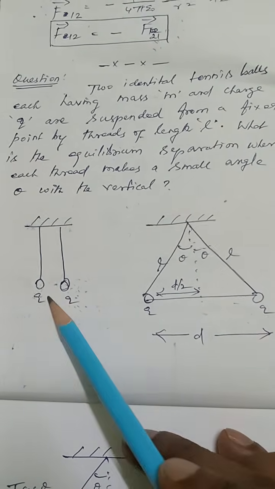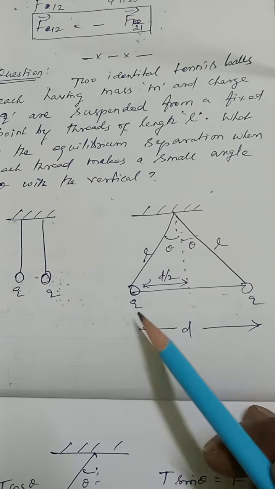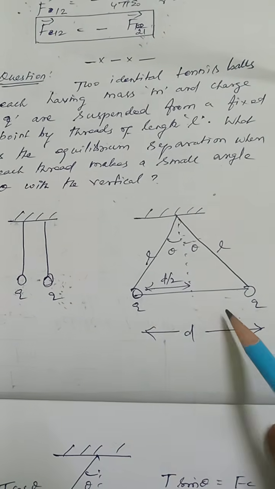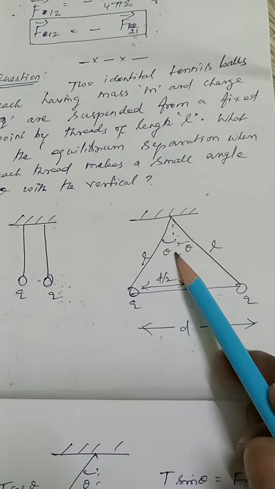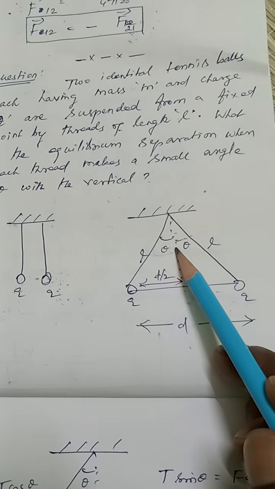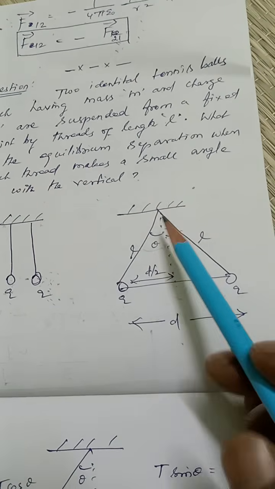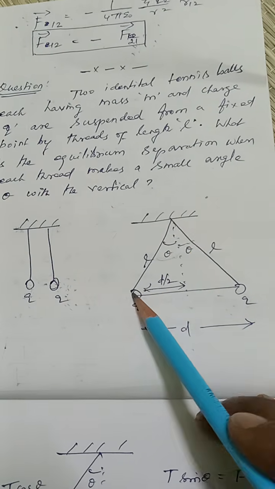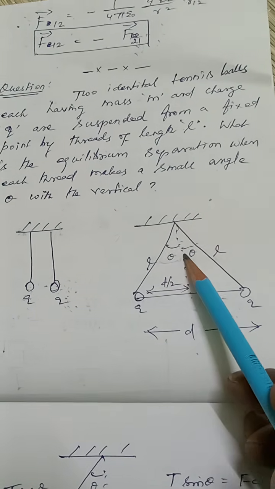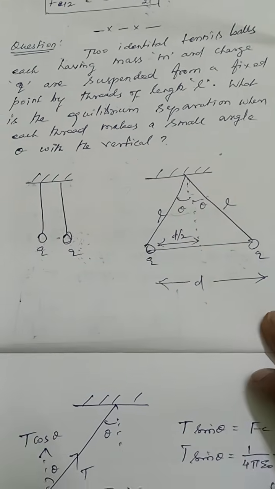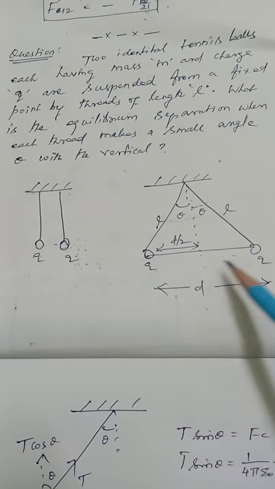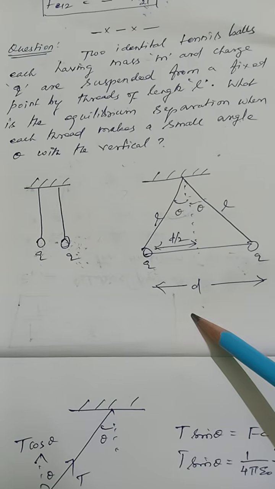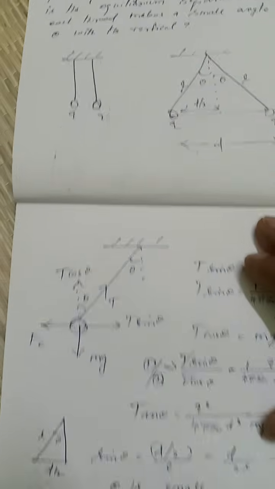Due to the force of repulsion, the two tennis balls are separated by a distance d. And see the angle, this is the angle mentioned in the question, theta. From the vertical position, the thread is deviated through some angle theta. Okay, now what is asked: the equilibrium separation between the balls. This is the equilibrium separation d. Now let us solve this.